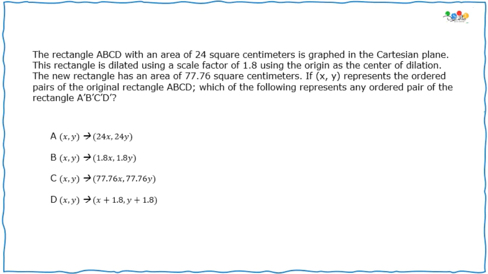The rectangle ABCD with an area of 24 square centimeters is graphed in the Cartesian plane. This rectangle is dilated using a scale factor of 1.8, using the origin as the center of dilation. The new rectangle has an area of 77.76 square centimeters. If X and Y represent the ordered pair of the original rectangle ABCD, which of the following represents any ordered pair of the rectangle A prime, B prime, C prime, D prime?